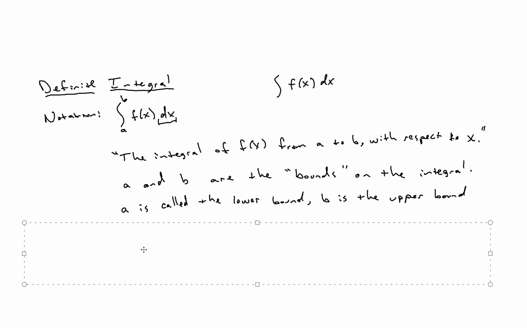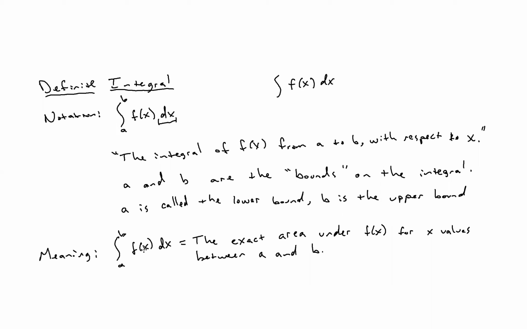Now, what the integral means: whenever you see this notation, this integral represents the exact area under the graph of f for x values between a and b. So the notation is telling you that you have some function f of x, and whenever you see this definite integral notation, it's asking what's the exact area, not an estimate like we did with the rectangles, under this function between a and b.